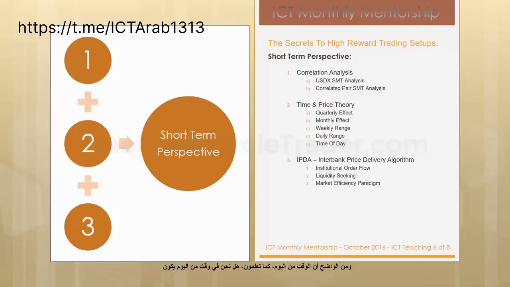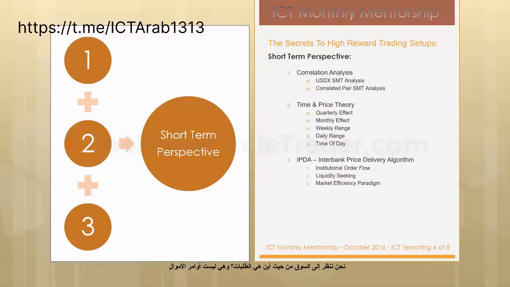And obviously time of day, are we in a time of day where it's conducive for the trade to set up? We may not have anything immediately off the quarterly effect or monthly effect or weekly range or the daily range, but the time of day may indicate that now suddenly there's something that we could do. And obviously IPTA is always going to be essential. Understanding institutional order flow and understanding where the liquidity is and why the market will seek that liquidity. And our perspective is always with the market efficiency paradigm.